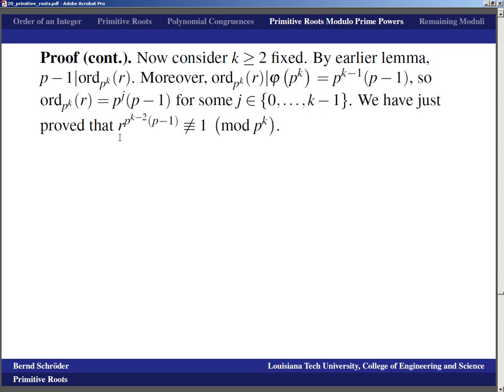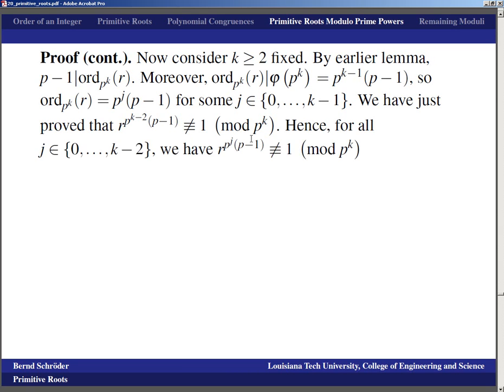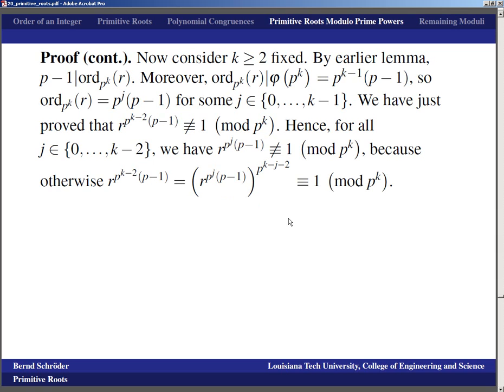And we have just proved that r to the p to the k minus 2 times p minus 1 is not equivalent to 1 modulo p to the k. And that means for all j's from 0 to k minus 2, we have that r to the p to the j times p minus 1 is not equivalent to 1 modulo p to the k, because otherwise this one here would be equivalent to 1 modulo p to the k. And that's what we're just showing here by just factoring things out the right way.